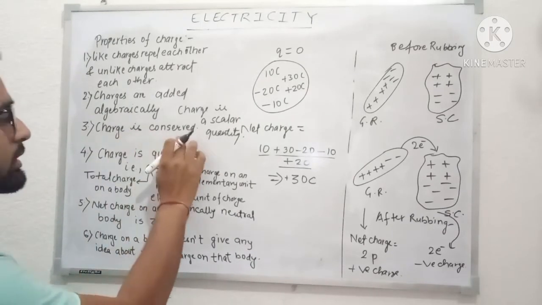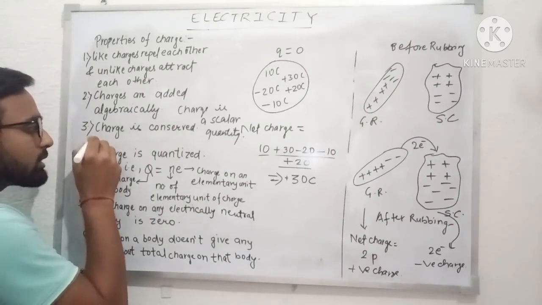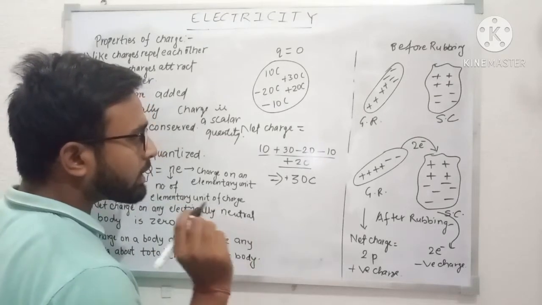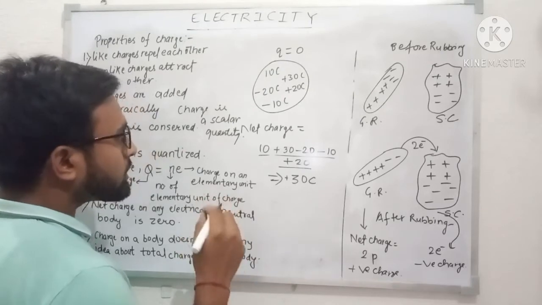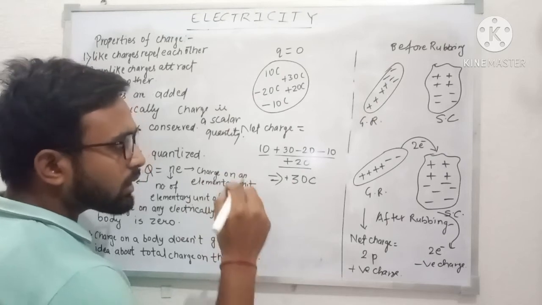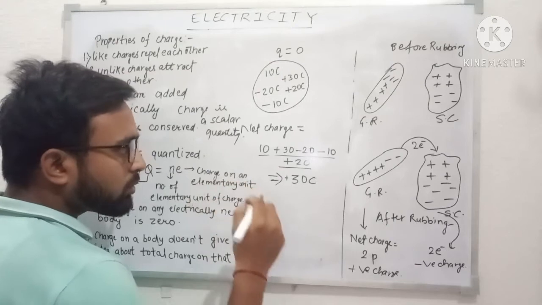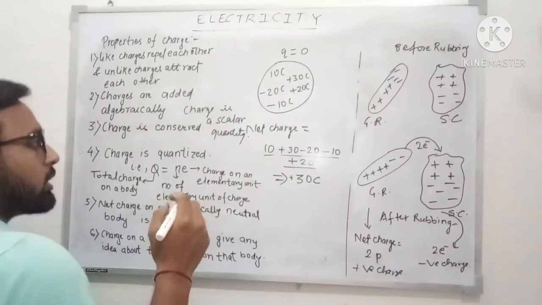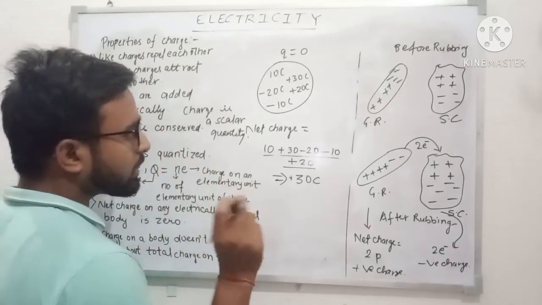Now moving to the third point, that is charge is conserved. What does it mean? It means charge can neither be created nor be destroyed. It means the total charge on a system remains the same, before and after performing any operation on the two bodies. Okay, let's see. Charge is conserved, means charge can neither be created nor be destroyed.